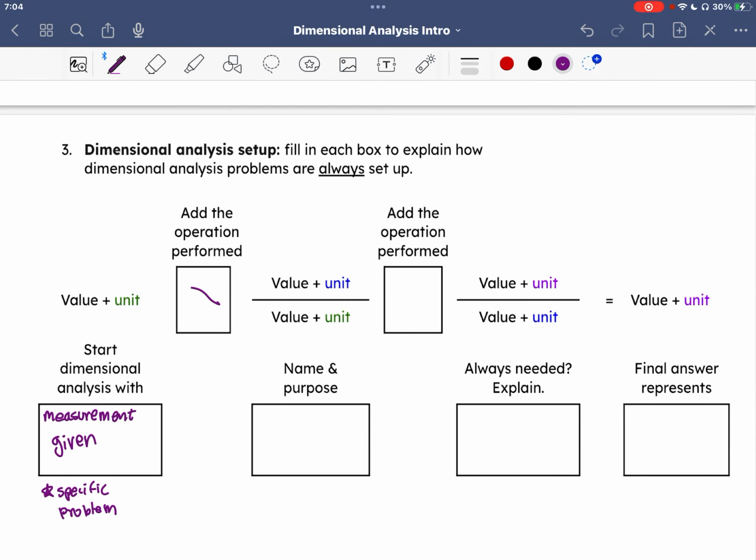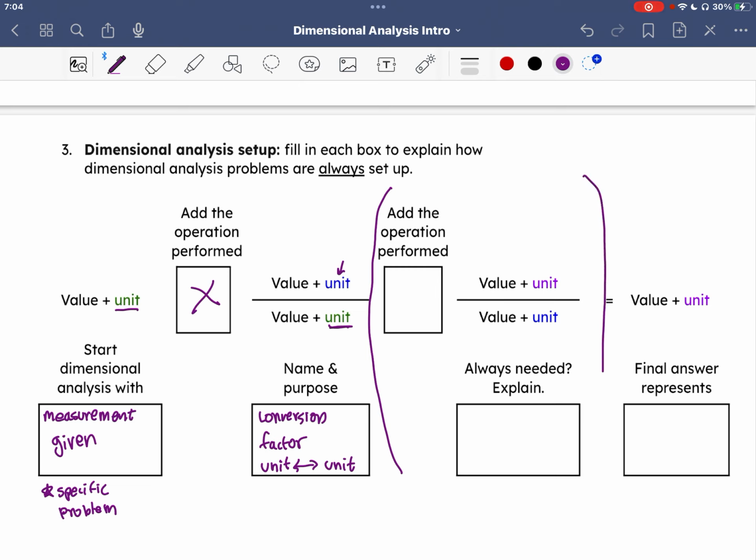The operation performed is multiplication times. The unit I start with is going to go in the bottom, in the first conversion factor. The purpose of this thing is to change between one unit to another unit. And I might be done. This might be my final unit, and I'm good to go. If not, so I might be done. I might not even need this thing.